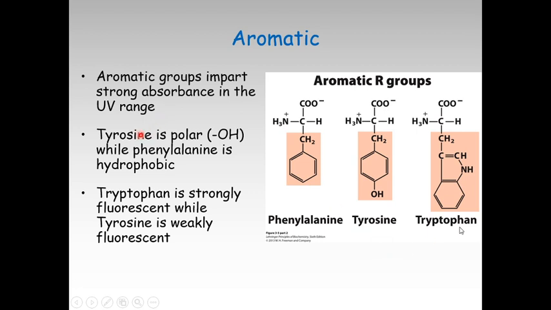We'll talk about this. Tyrosine is polar in the sense that it has a polar functionality, right? Phenylalanine does not have a polar functionality and is completely hydrophobic. Tyrosine can at times poke its head into the polar regions using its hydroxy substituent, because this OH can hydrogen bond with water molecules and other polar groups, right? Tryptophan is strongly fluorescent while tyrosine is weakly fluorescent. So tryptophan is the only amino acid in proteins that is fluorescent.